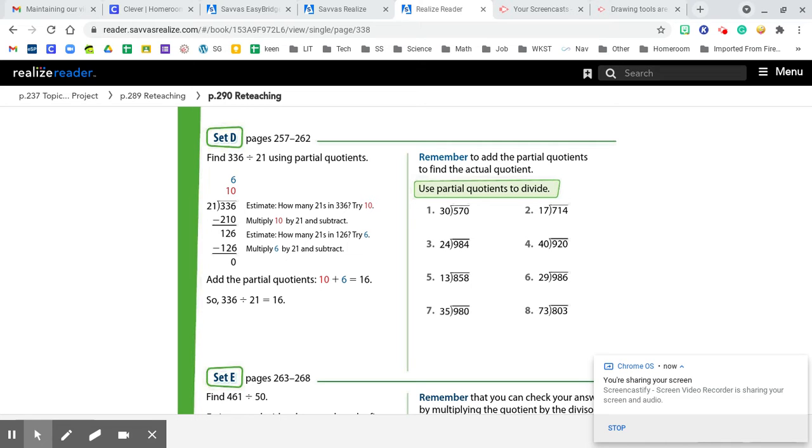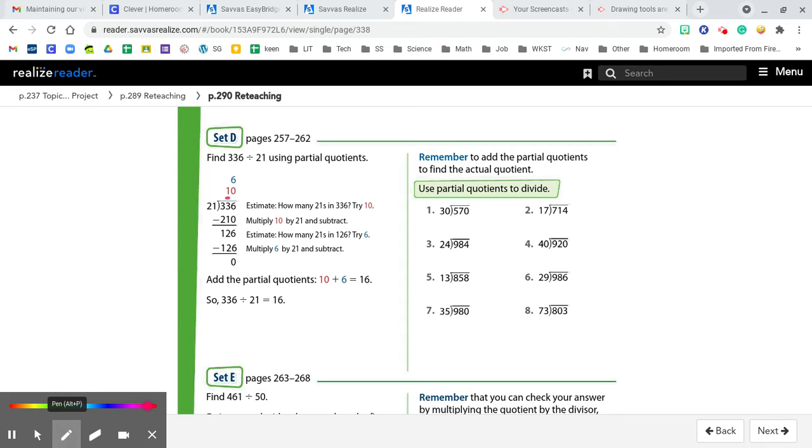Today we're going to review some more of the reteaching, and we're starting on page 290. So in set D, in 290, we're going to be looking for partial quotients, and you remember they're illustrated off to the left, explaining how to do it, going through the steps. So I'll be going through step by step as well. You want your notebook handy so you can rewrite the problem.